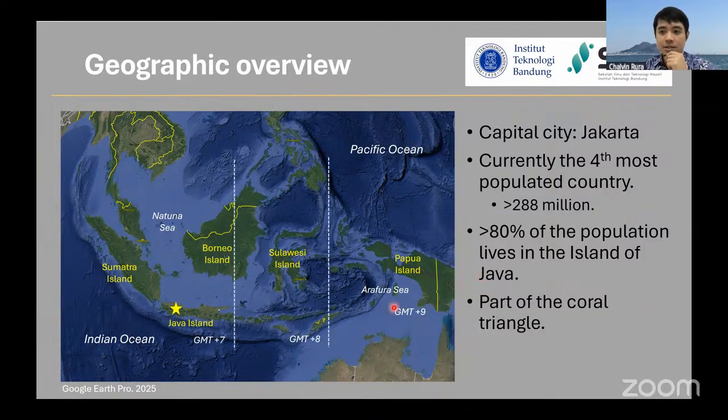Next, because Indonesia is very long from west to east, it's divided into three different time zones. But because I live in the western part, GMT plus 7, we have the same time zone as Bangkok and Thailand. So thankfully, there's no problem with scheduling this presentation. But in other parts of Indonesia, the time is a lot earlier than in Thailand.